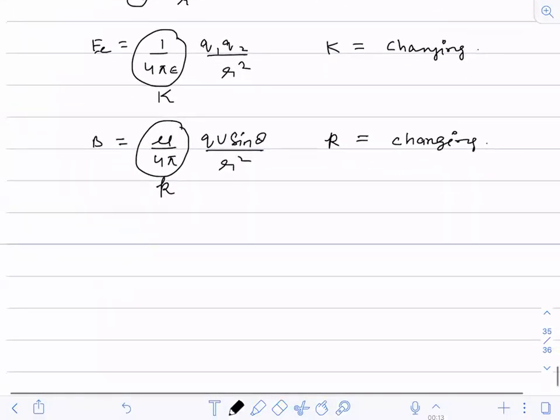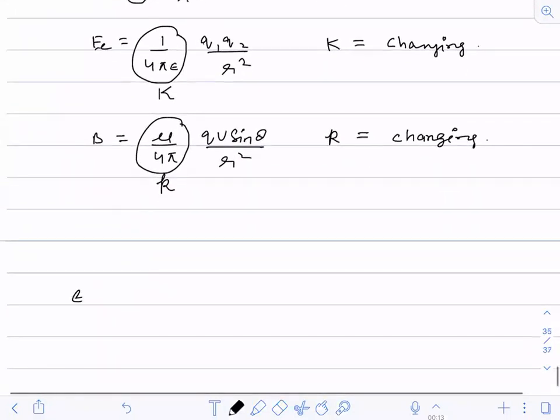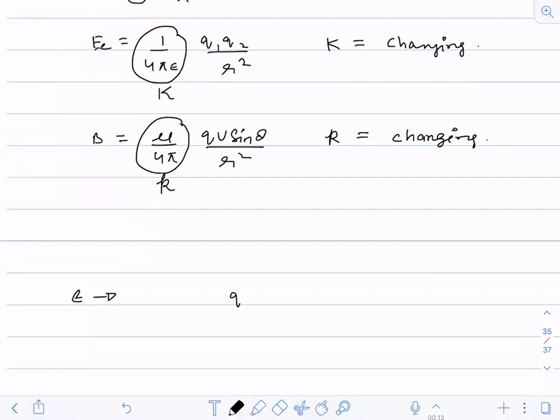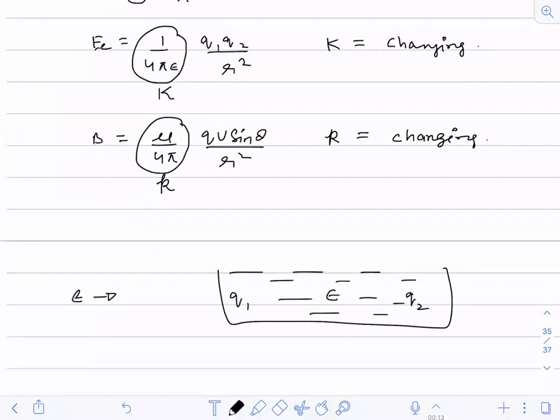Now if I say epsilon, epsilon is the value of how much the medium is resisting the production of the force. Understood? Suppose Q1 and Q2 are two charges kept in a liquid, water. The medium has a permittivity epsilon.